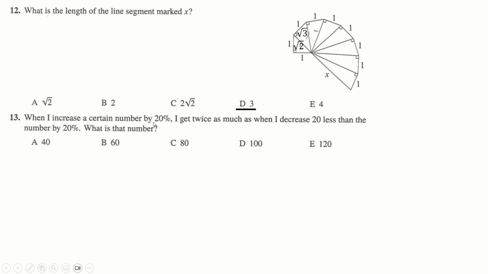Increase the number by 20%, so that's going to be 1.2 lots of x by decimal multipliers. I get twice as much, so equals 2 lots of, decrease 20 less than the number by 20%. Decrease by 20% is 0.8, and 20 less than the number is x minus 20. So this is the algebra we need to set up.